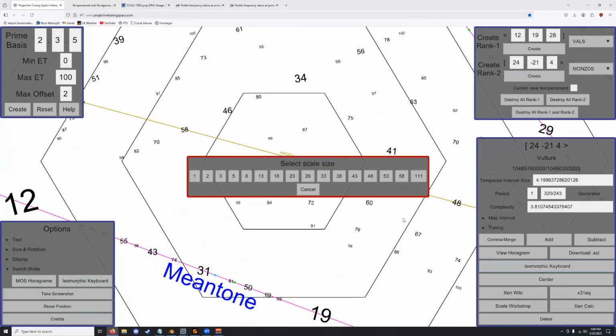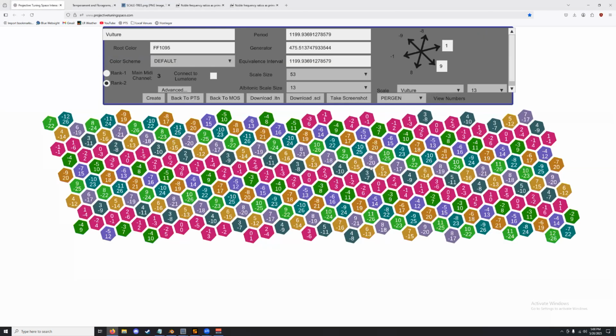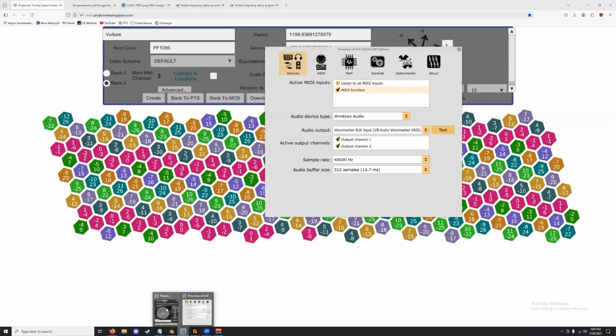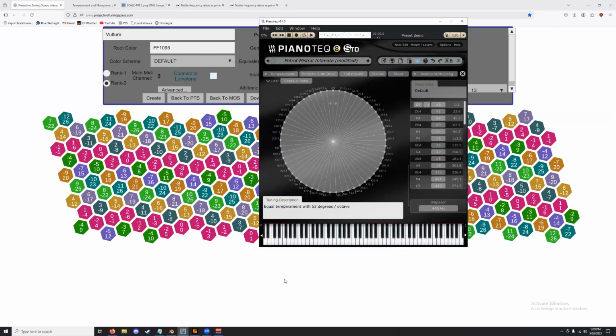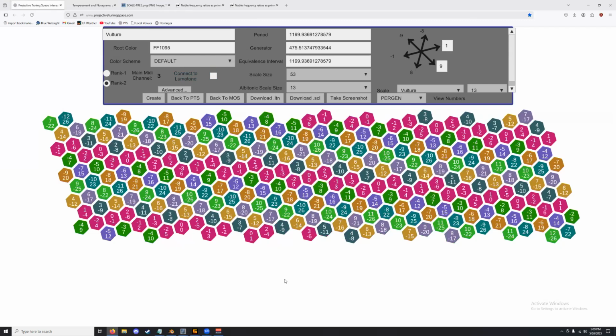All right, let's go. Let's see, 53, and then let's do 13. Yeah, 13's a little harder. Now we're in Vulture 13. Now you've also got the color scheme to change to 53. You always just have to change the equal temperament, and then it'll work. Although in theory it works with any kind of temperament with the 53-tone MOS.